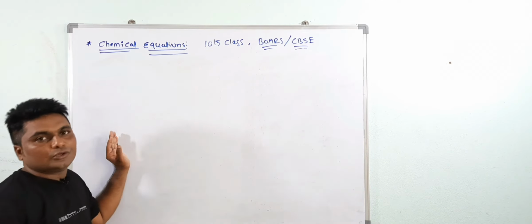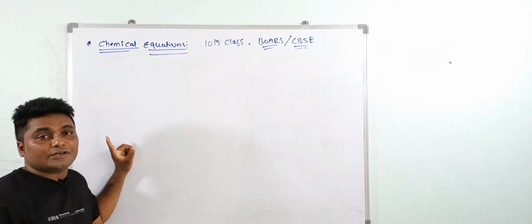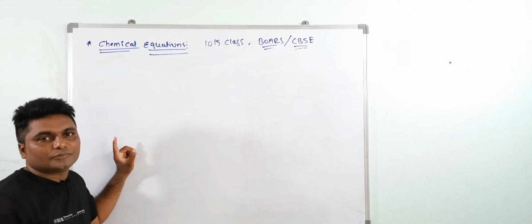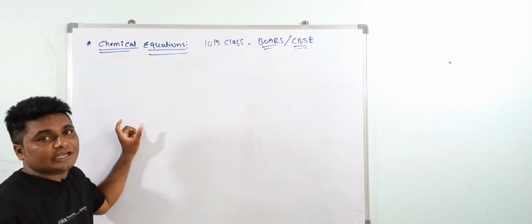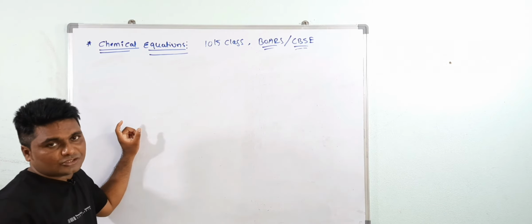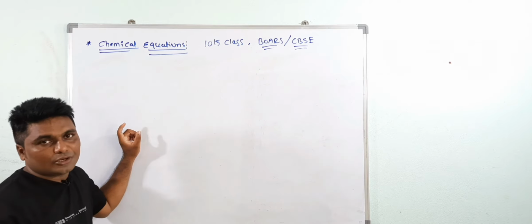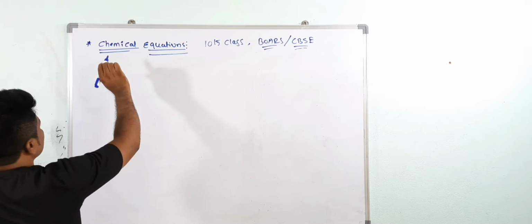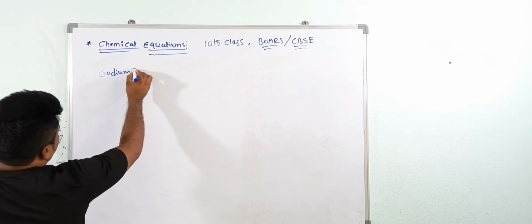Now see how to write the chemical formula. Again we will go back to our activity. In the first activity, calcium oxide was dissolved in water and we got calcium hydroxide. So how to write calcium oxide and calcium hydroxide, and sodium sulfate and barium chloride. First we will see sodium hydroxide. How to write sodium hydroxide?